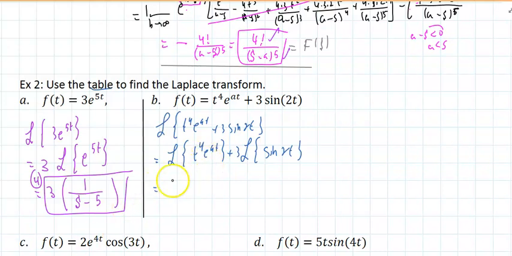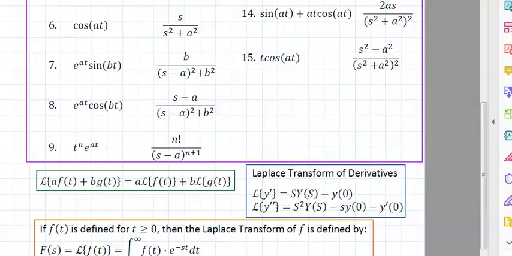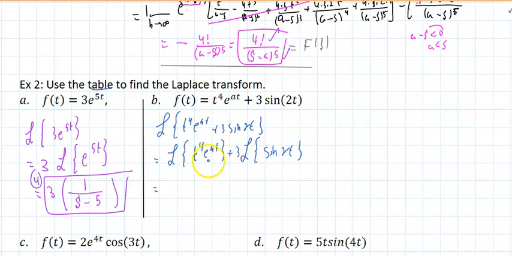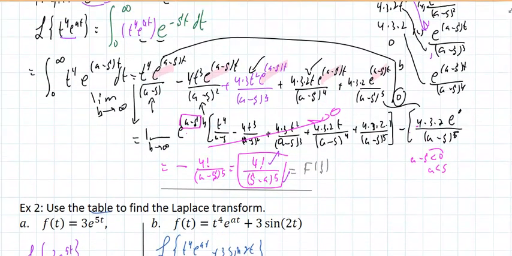So if I look at the table for t times an exponential, t times an exponential is right there, number 9. It says t to the n e to the at is n factorial over s minus a to the n plus 1. So t to the 4 is taking the place of n. That is n factorial, 4 factorial over s minus a to the 1 more than n. 1 more than 4 is 5.